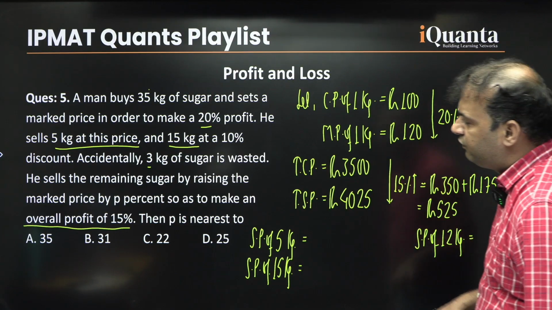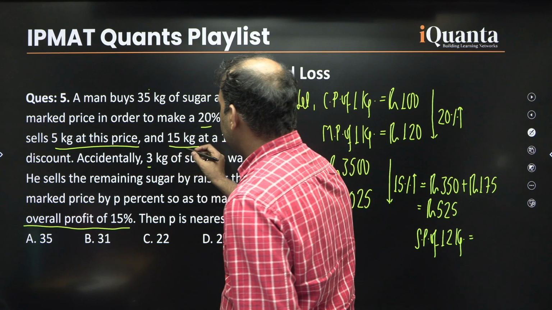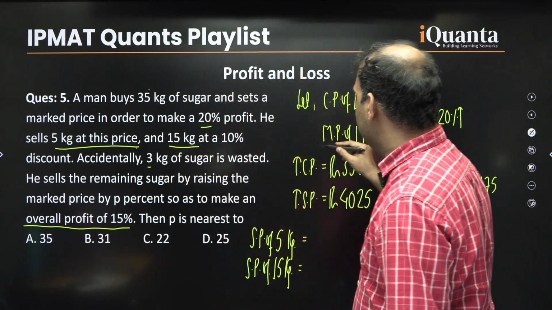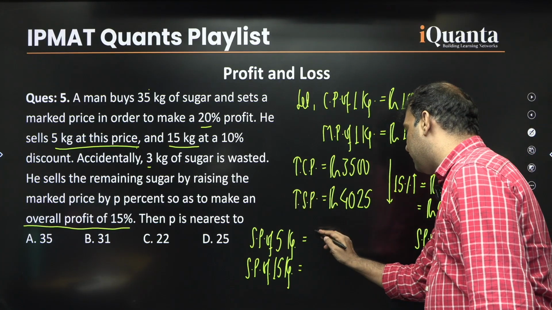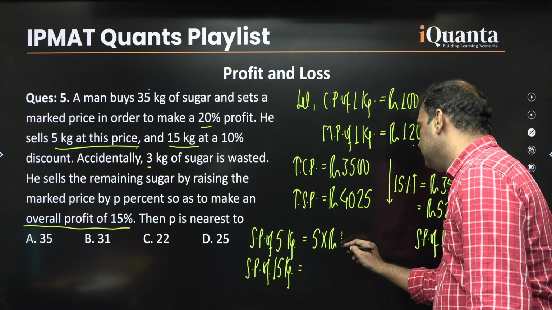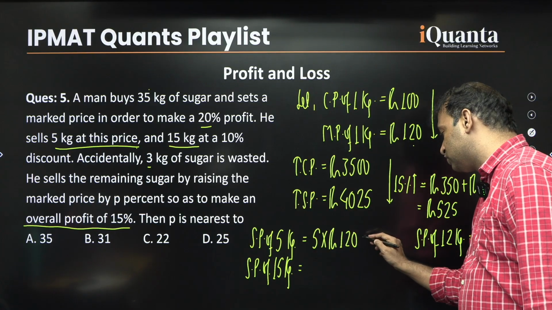Okay, first let's write the selling price of the first 5 kg he sold. He sold at the original mark price. So this selling price should be 5 into rupees 120. This is the mark price of 1 kg, right? So for 5 kg, 5 into 120, which is 600.